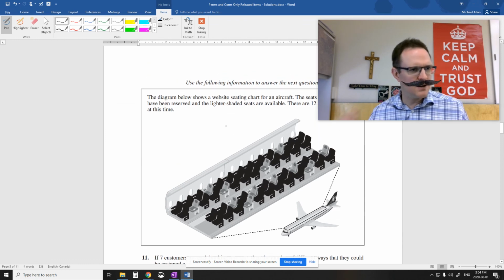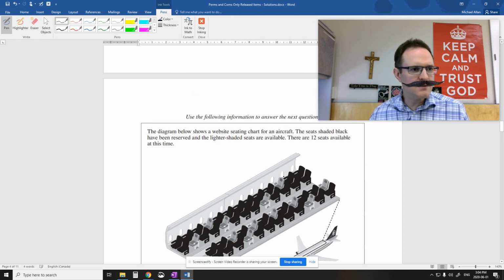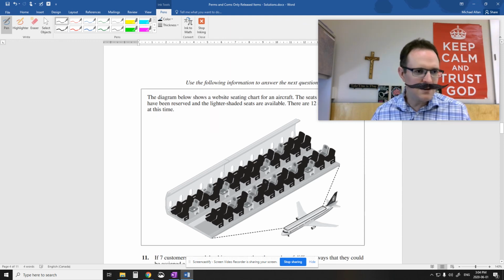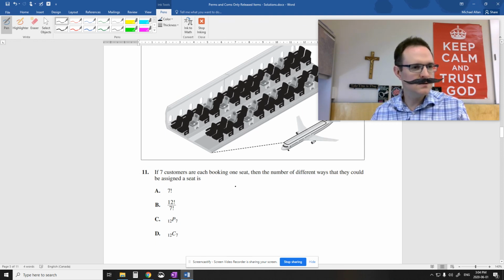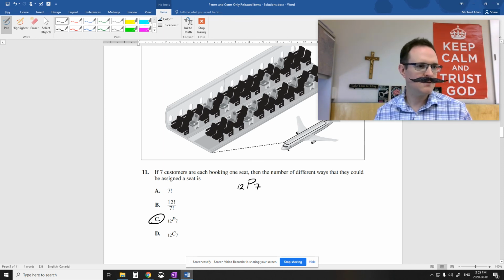So the diagram shows a website seating chart. The seats that are being reserved are in black, and the lighter ones are available. And there are 12 seats available here. 1, 2, 3, 4, 5, 6, 7, 8, 9, 10, 11, 12. There are 7 customers. How many ways could they arrange in those seats? So I have 12 seats. I want to pick 7 of them. I think it's going to be a C situation here. Yeah, I would say order kind of matters a little bit because some seats might be more desirable than others. So I would say it's definitely a 12P7.